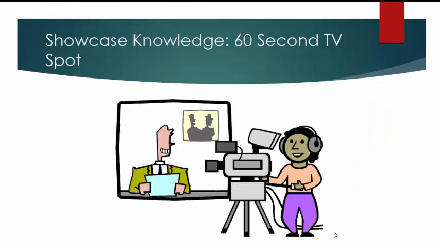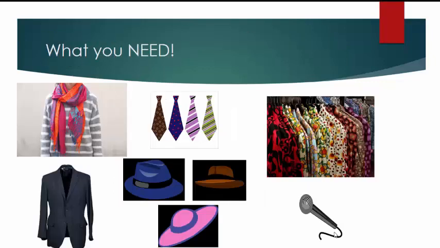Now we're going to look at our second instructional activity. It's always important in my classroom for students to have an opportunity to showcase their knowledge. A really great way to do this with environmental standards is our 60-second TV spots, where students can explain an environmental issue as if they were a reporter on the scene. I'm going to go through the step-by-step process of how you might be able to do this in your own classroom. What you need: all of your great thrift store finds.